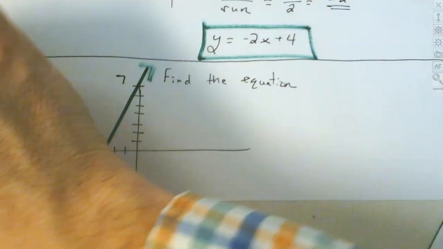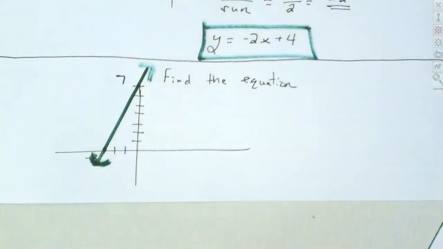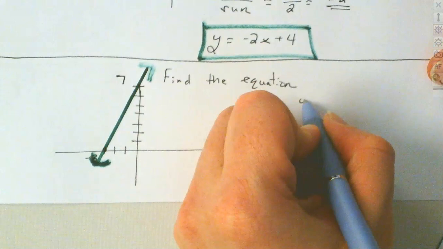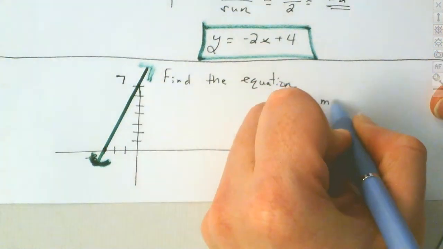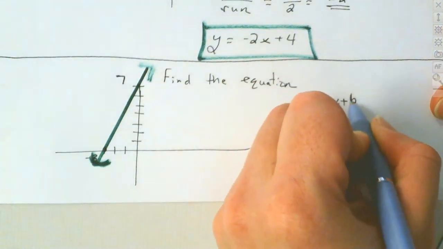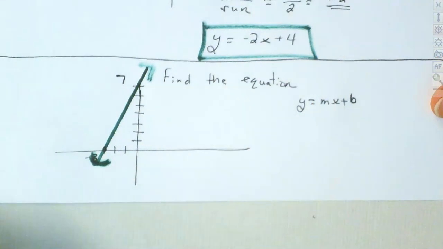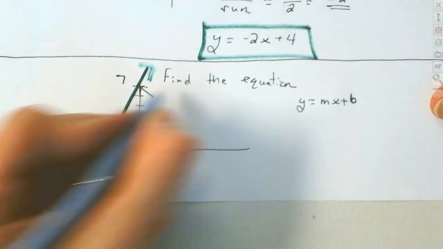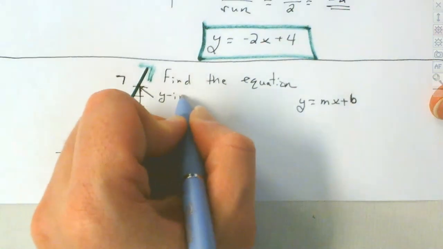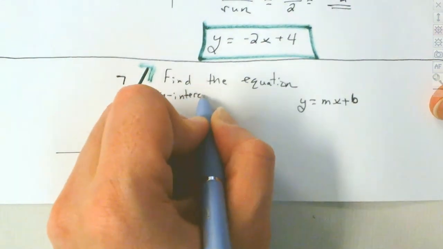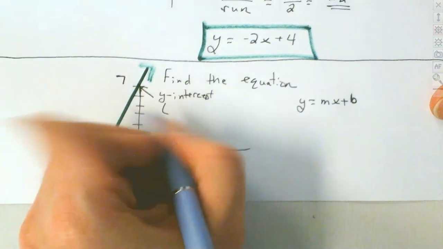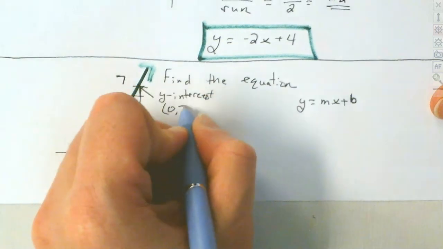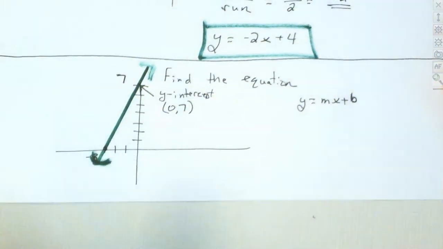So here's our line. We're going to find the equation. So again, what do I need to find? I need to find my y-intercept and my slope. And we need to put it in this form: y equals mx plus b. This right here is where we cross the y-axis. So this is the y-intercept. And this is going to be at 0, comma what? 7. Is everyone okay with that?